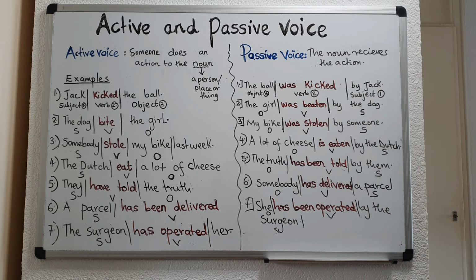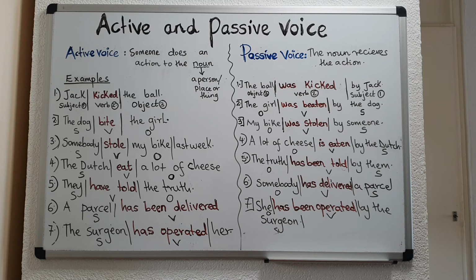Example 4. The Dutch eat a lot of cheese. Once more, we begin with the object, which is a lot of cheese, followed by the verb, which is eaten. Okay. The Dutch eat a lot of cheese. What happens to a lot of cheese? A lot of cheese is eaten by the Dutch. Is eaten, meaning that it is not in the past tense. It is always. It is eaten. They eat it all the time. And then you put by and you end with a subject, which is the Dutch.